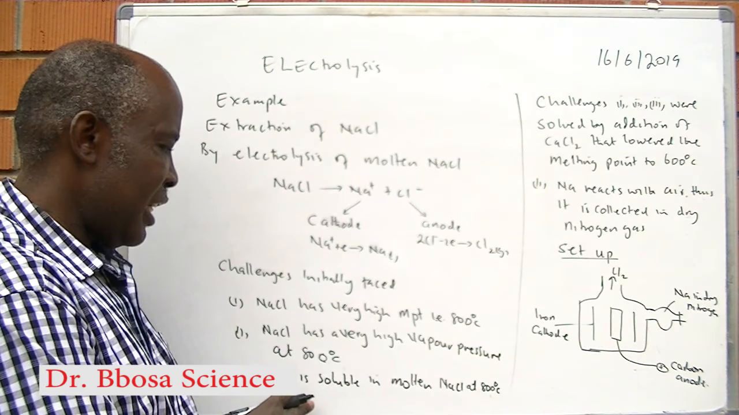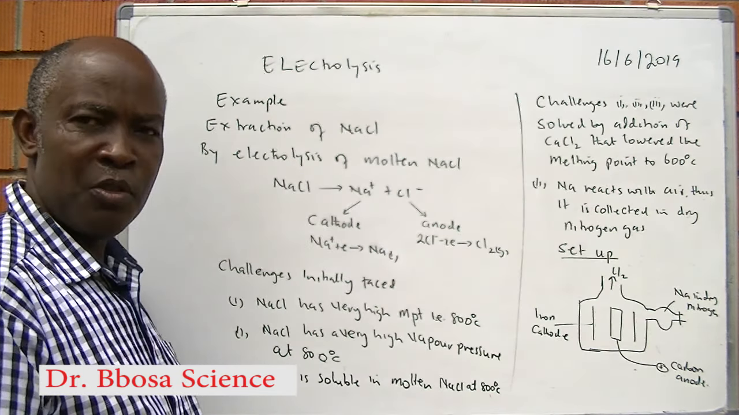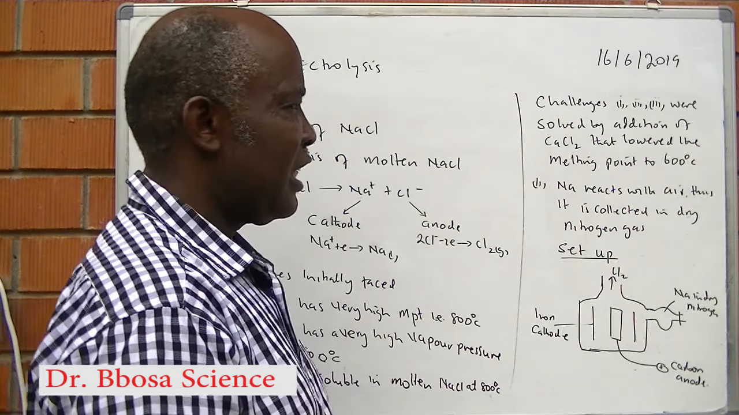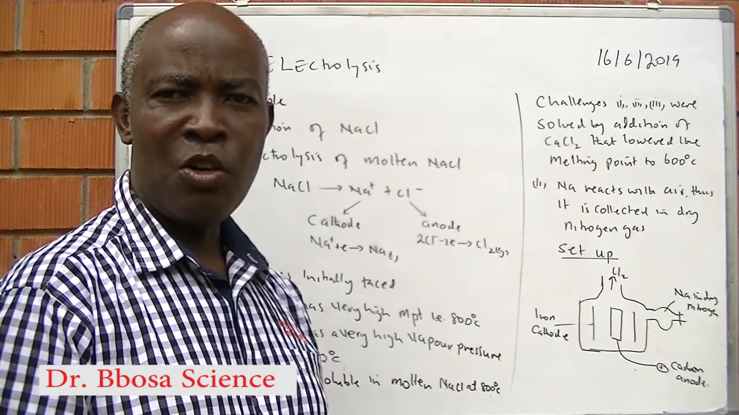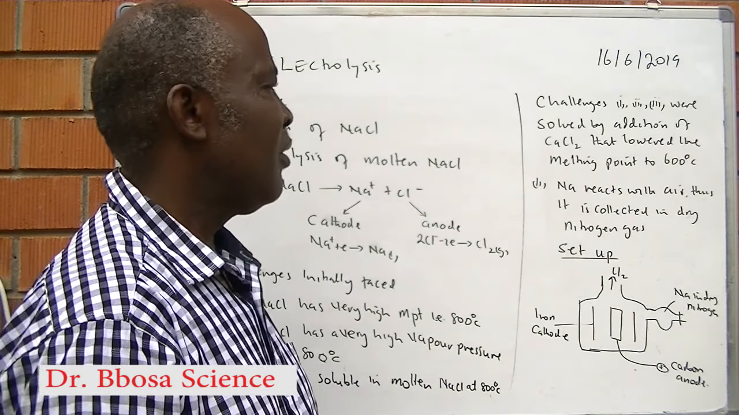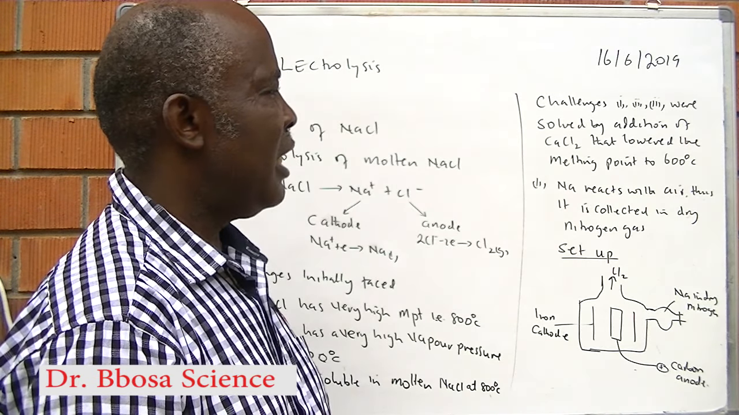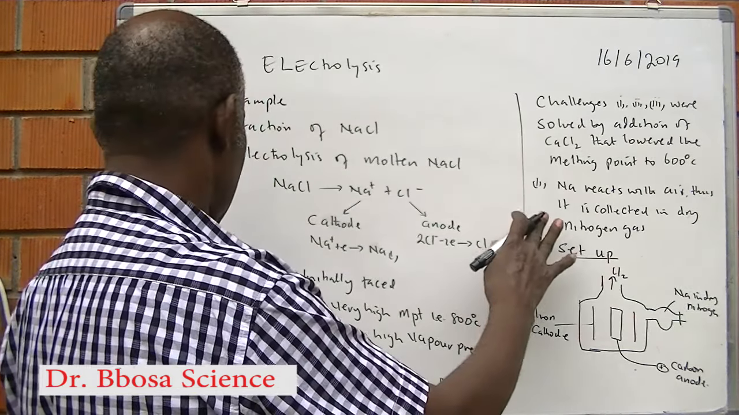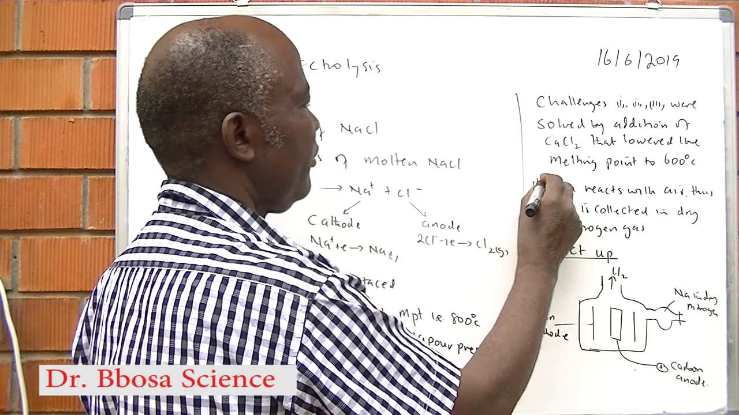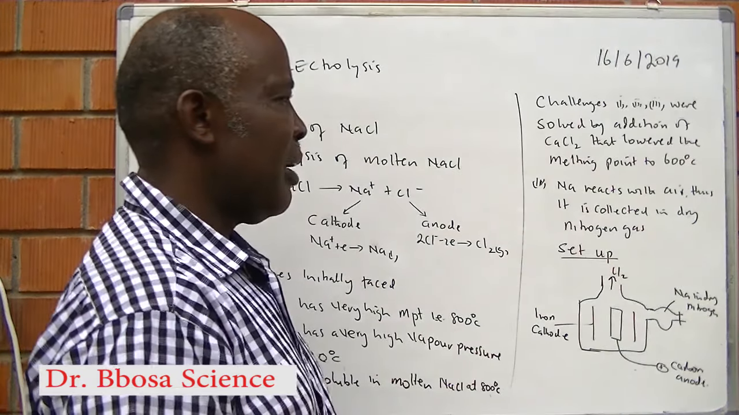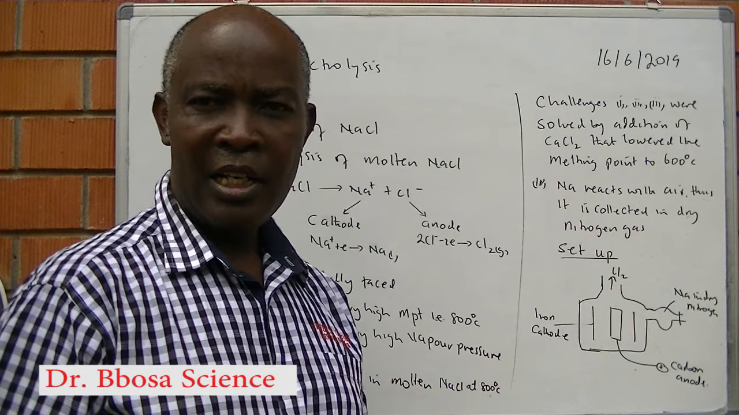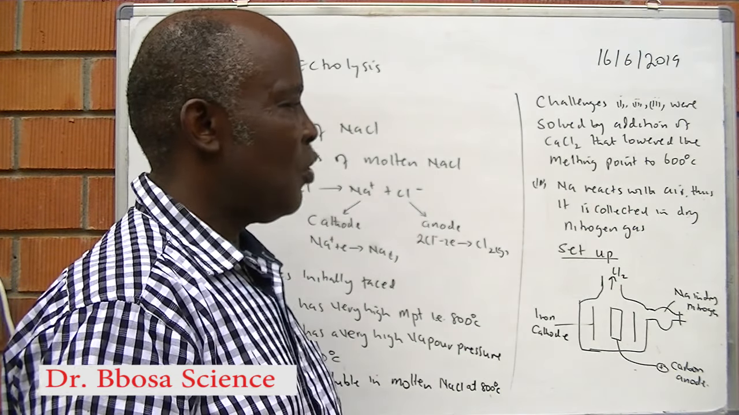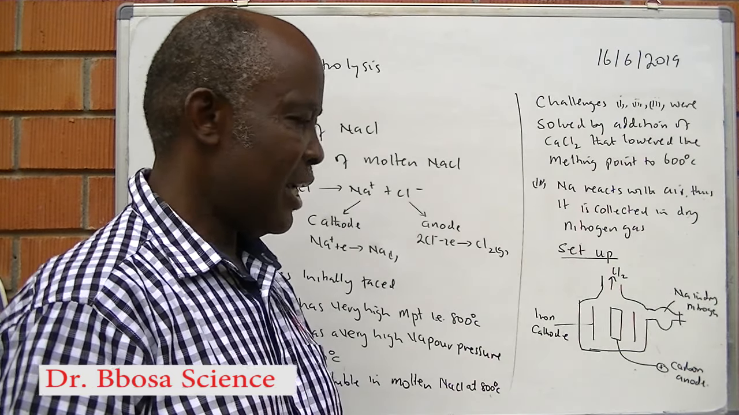Then sodium at 800 degrees is soluble in sodium chloride. All of these were solved by addition of calcium chloride that lowered the melting point from 800 degrees to 600 degrees. Then fourthly, sodium reacts with air. This was solved by collecting sodium in dry nitrogen gas.